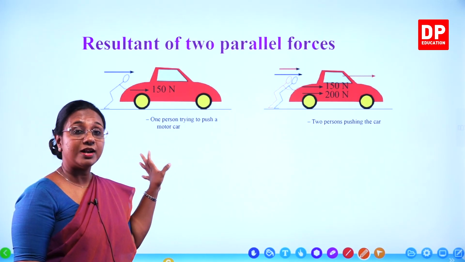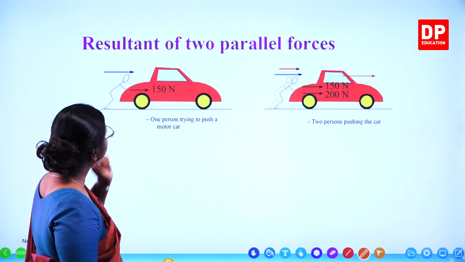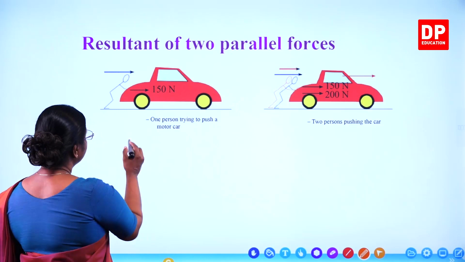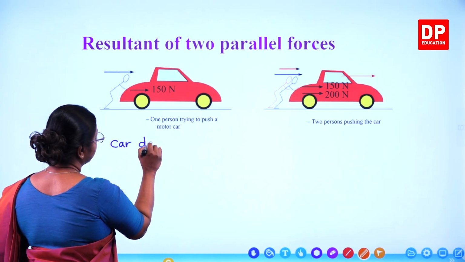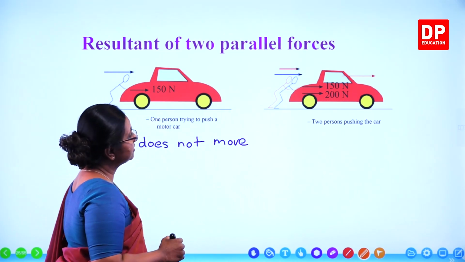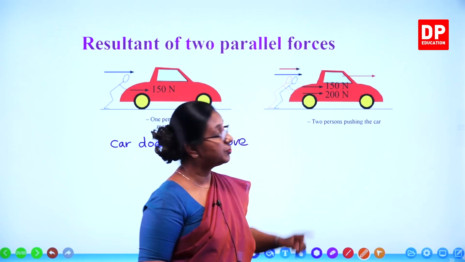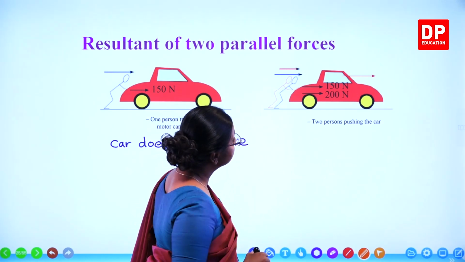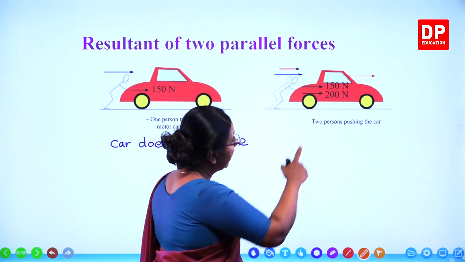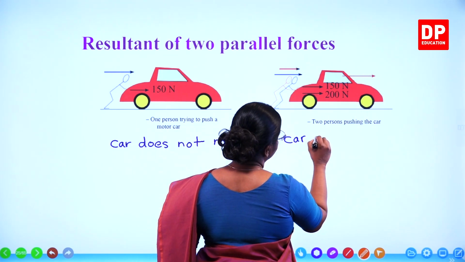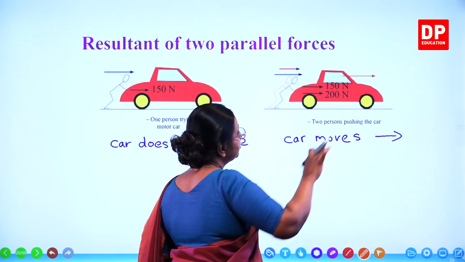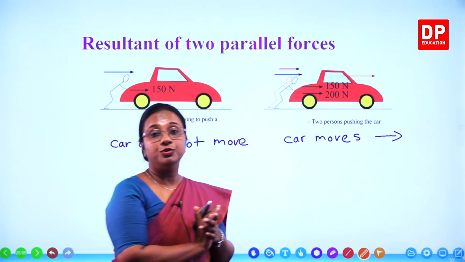So here again, we look at a similar example. When a car breaks down, what happens? You try to push it. So here there is one person trying to push a motor car just with 150 Newton. So here the car does not move. But here you can see two persons pushing the car, and you can see one person is applying a force of 150 Newton, the other person 200 Newton. And here you can see the car moves in this direction. Why? These people are pushing it from behind. Obviously, the car has to move forward.